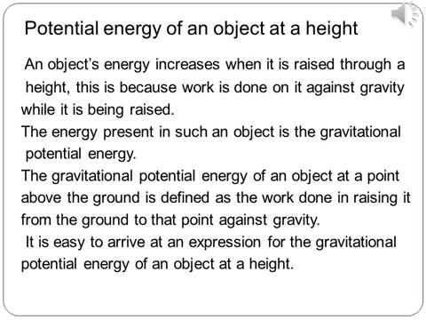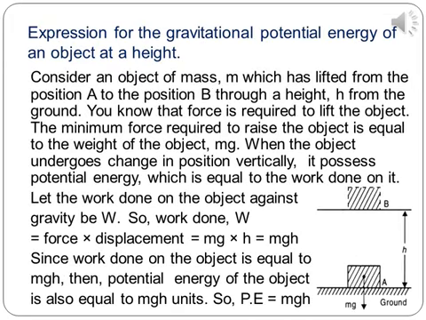The gravitational potential energy of an object at a point above the ground is defined as the work done in raising it from the ground to that point against the gravitational force. We can derive an expression for the gravitational potential energy of an object at a certain height. Let us discuss how we can express the gravitational potential energy of an object at a certain height.